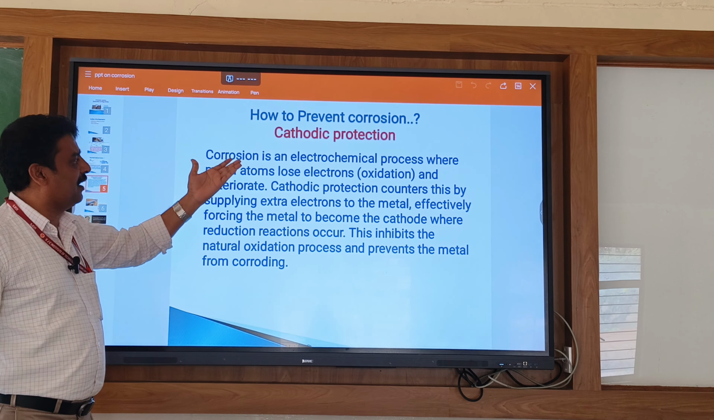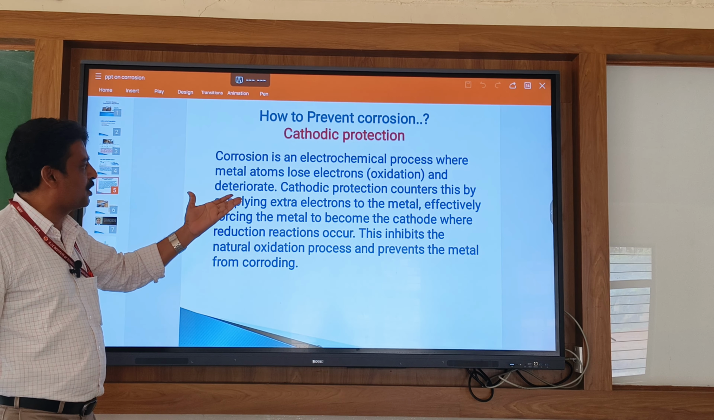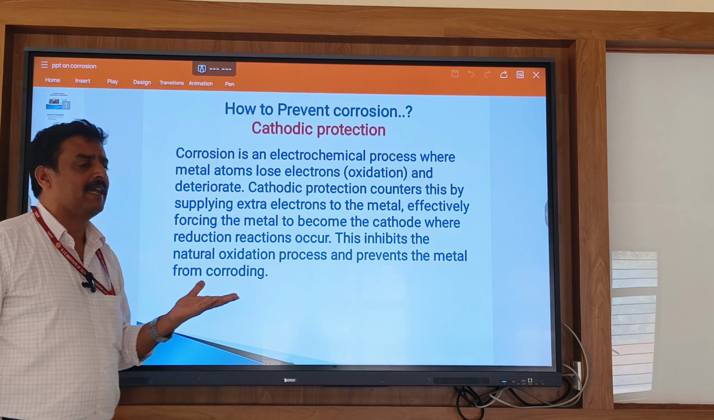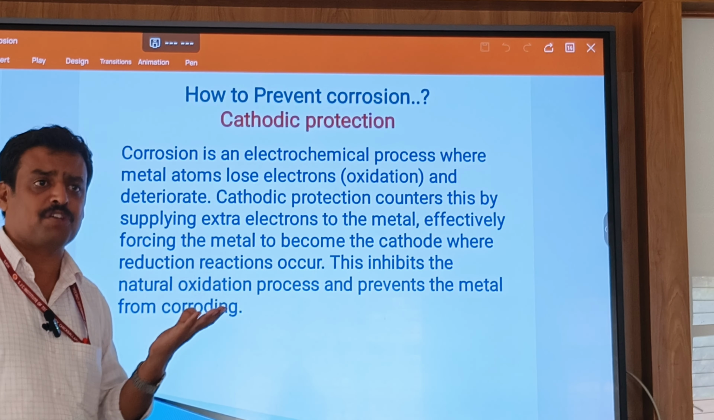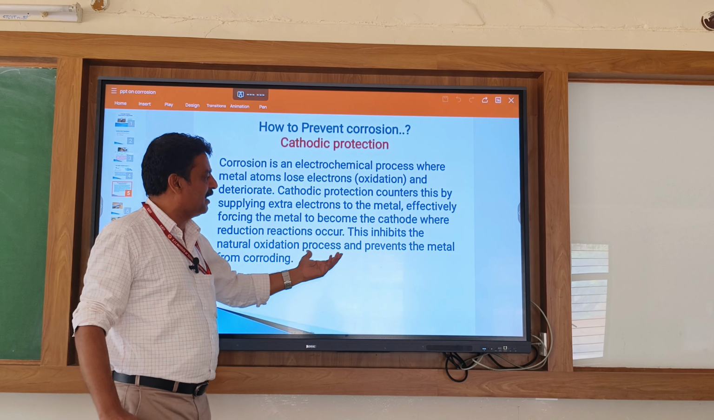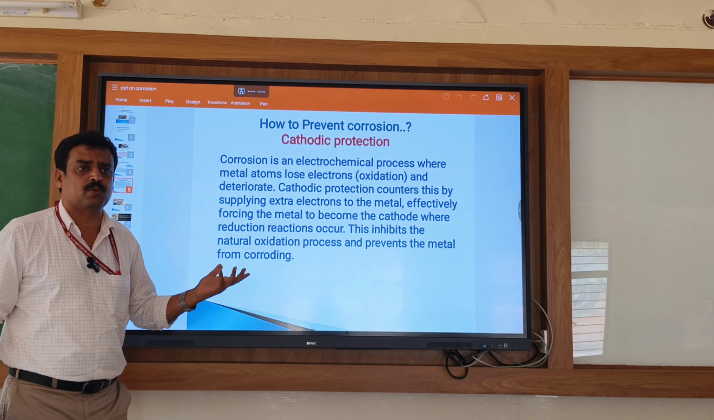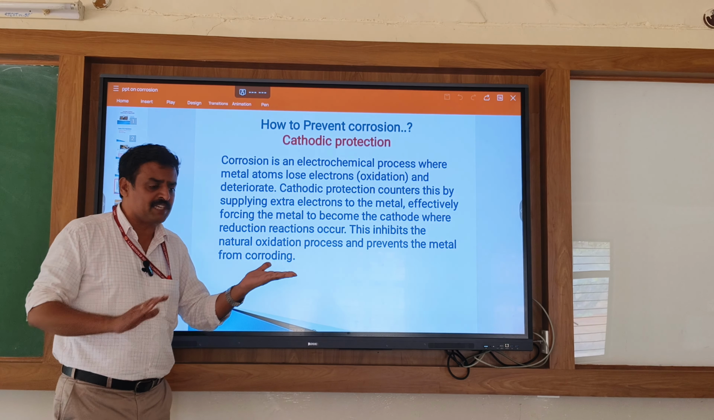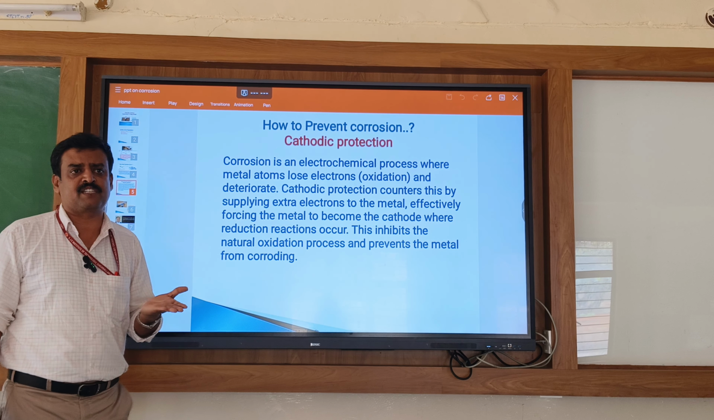One among the prevention techniques is cathodic protection. Cathodic protection is a process of conversion of all the anodic regions into cathodic regions, offering protection to the base metal by providing electrons from an external source, so that the metal object inhibits the electrochemical changes on the surface of the metal.